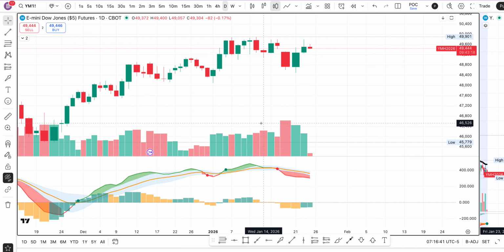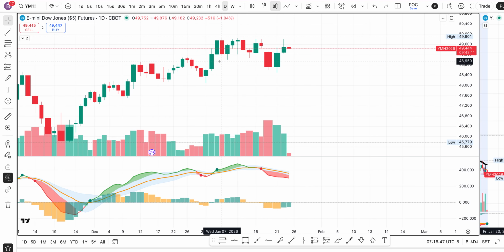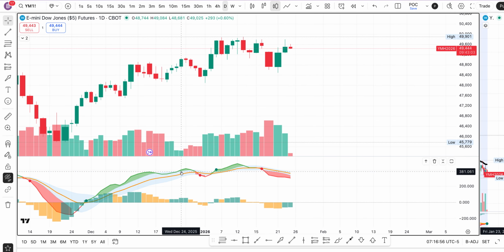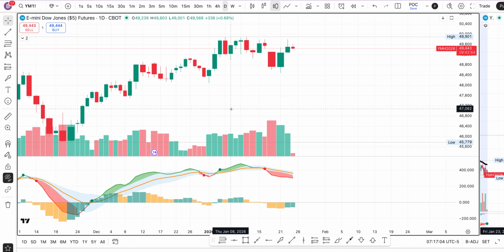All right. What I have on my screen is a 1 day chart of the YM futures contract. This is a daily chart. I've got MACD here, though you can use any oscillator, and I've got volume. That's all I'm showing right now: daily chart, MACD, and volume. Simple, right?